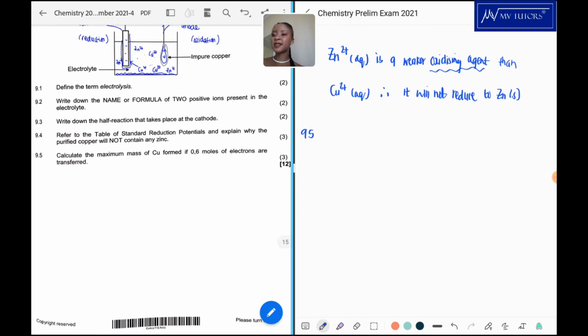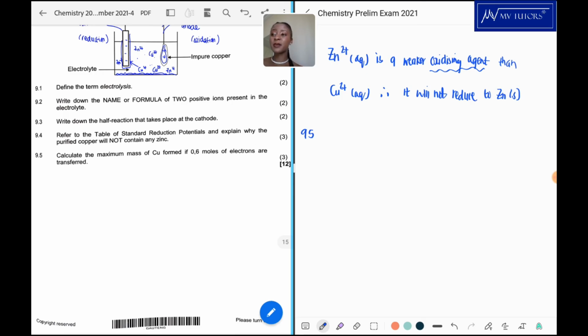Wow, that was 3 marks. So yeah, I hope my explanation was sufficient. Okay, now 9.5. Calculate the maximum mass of copper formed if 0.6 moles of electrons are transferred.